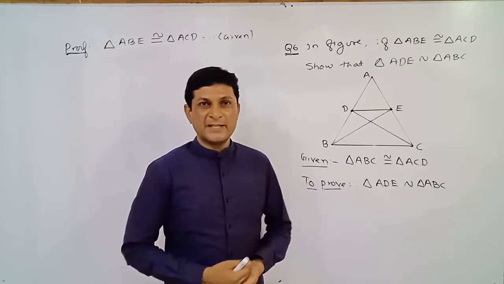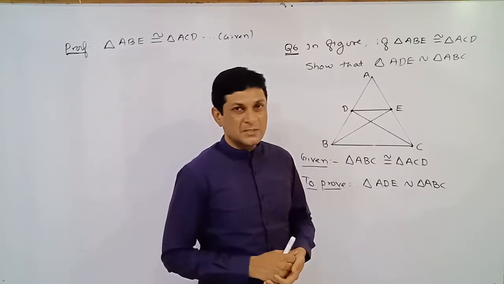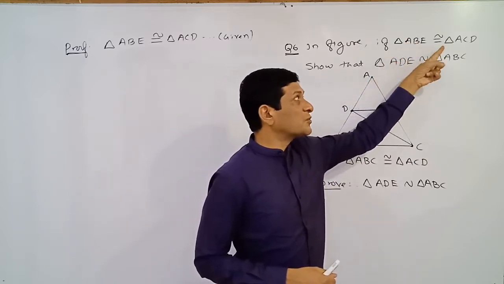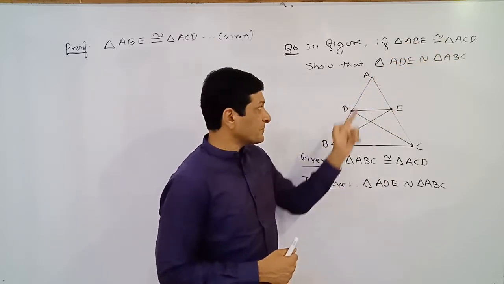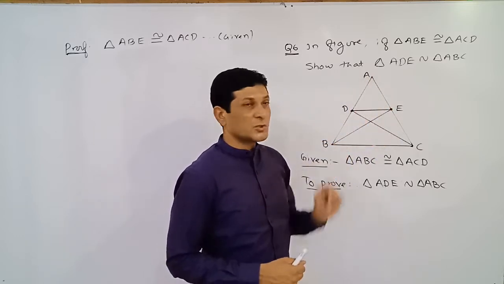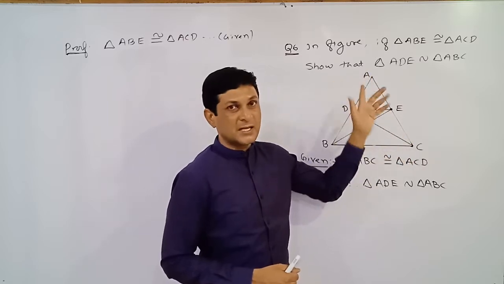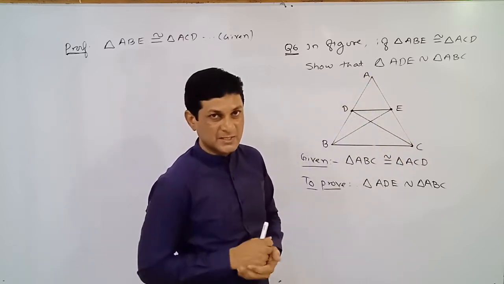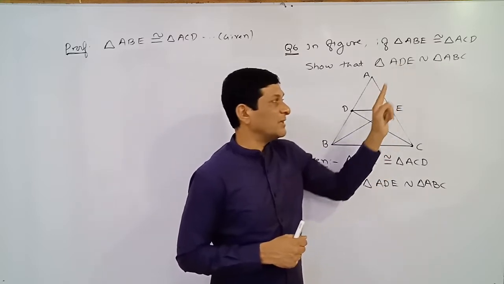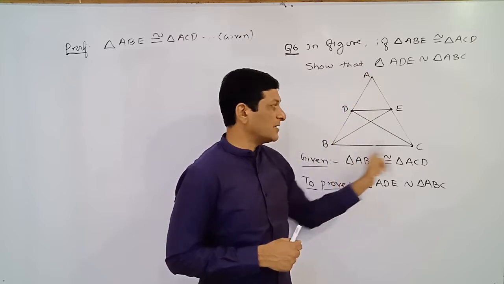Later on, see the next example. In question number 6, one figure is given to us, and the given condition is that triangle ABE is congruent to triangle ACD. So these two triangles are congruent to each other. It is given to us. And using this condition, we have to show that triangle ADE is similar to triangle ABC.